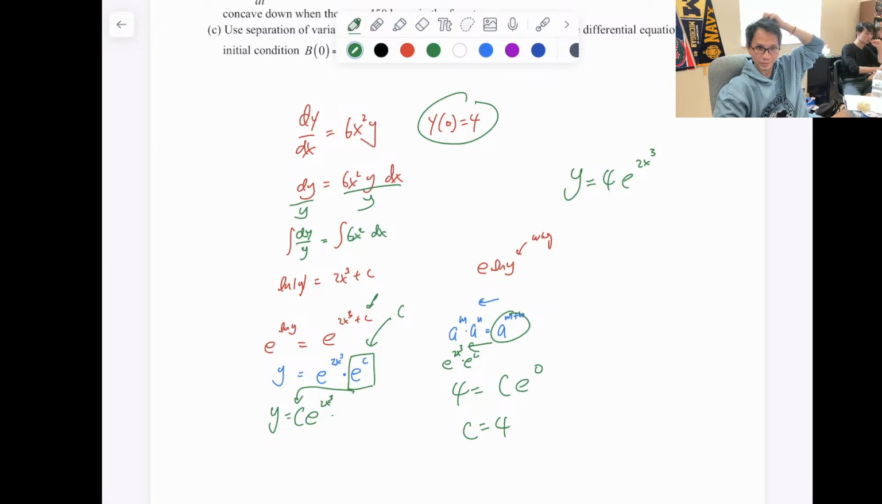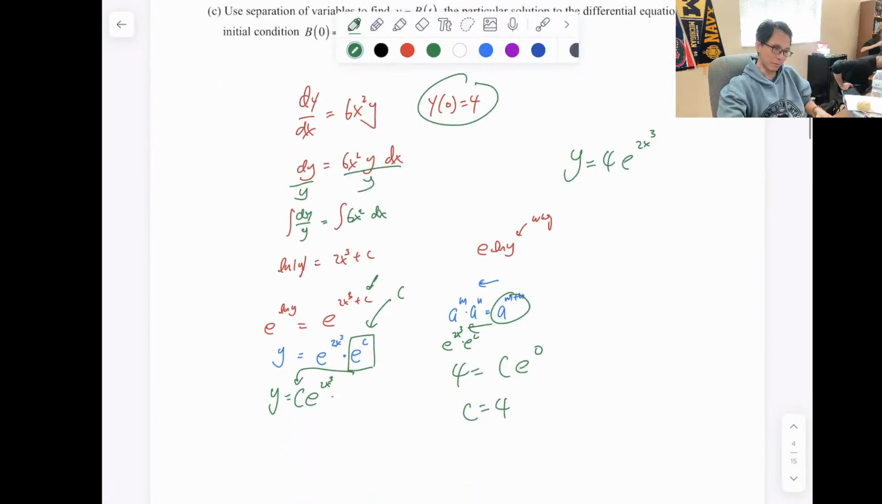But why is it multiplication? I don't understand what you're saying. Well, because y equals e to the 2x cubed times e to the c. I didn't know if it could work backwards though. Okay, so it would have to be e to the ln of 4 or whatever. Yeah.